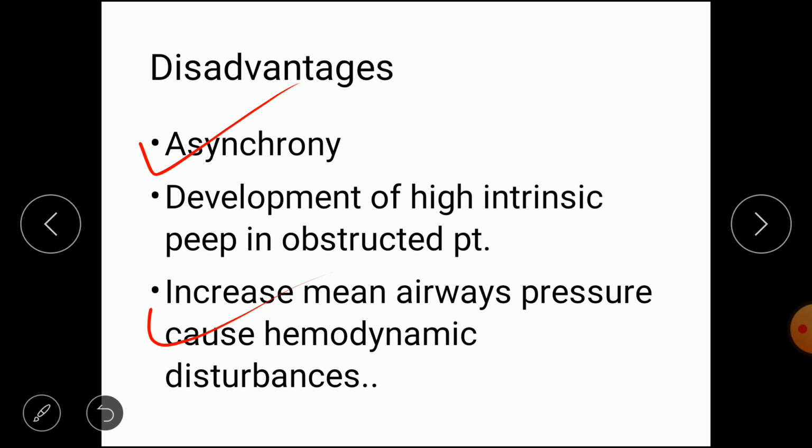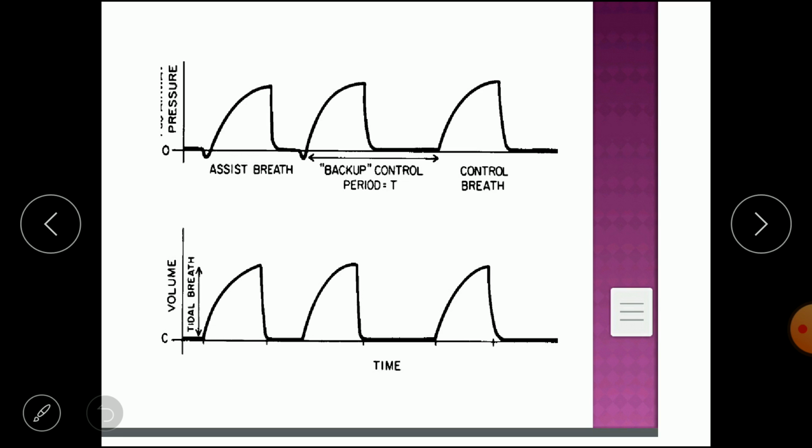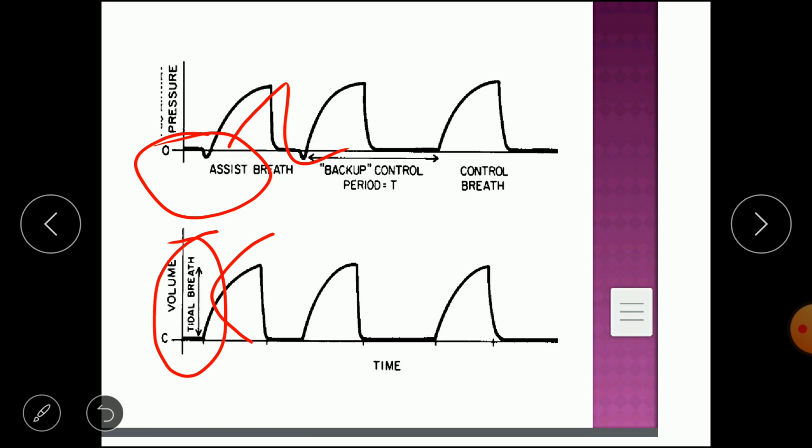So it's a disadvantage. Here in this graph, the initiated breathing of the patient is shown, and then the ventilation is provided by only the machine. It's a graph of pressure and time, and here volume versus time. So a tidal breath is shown by the patient, then tidal volume provided by the machine. So it's an assisting breath, or we can say just initiation of breath by the patient, and then it's controlled by mechanical ventilation or assist control mode.